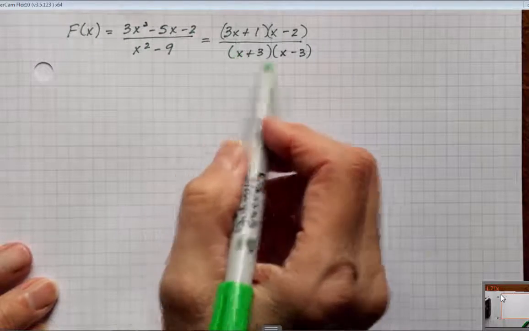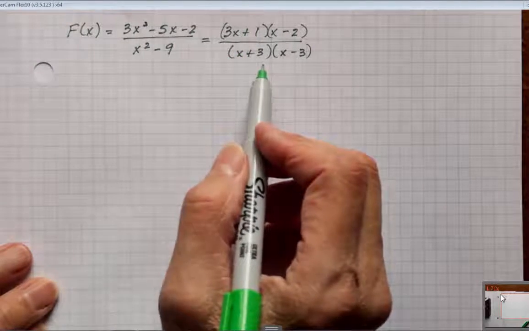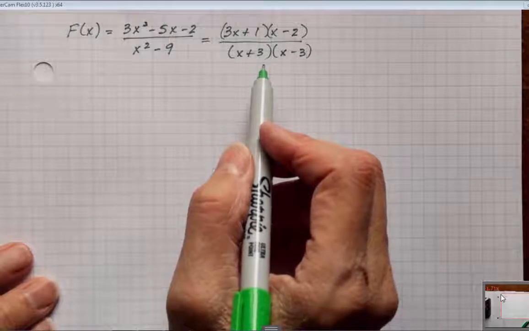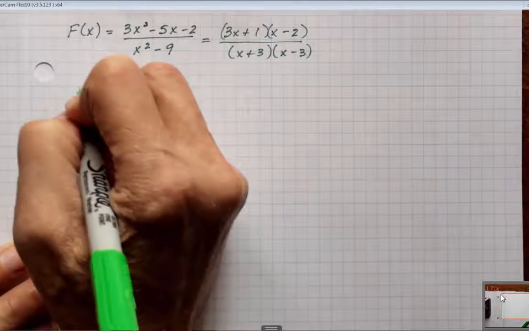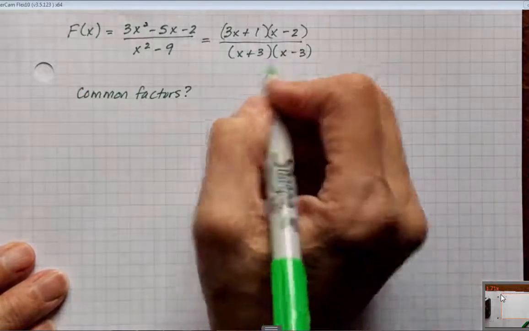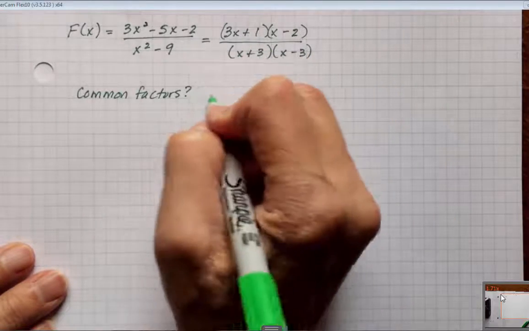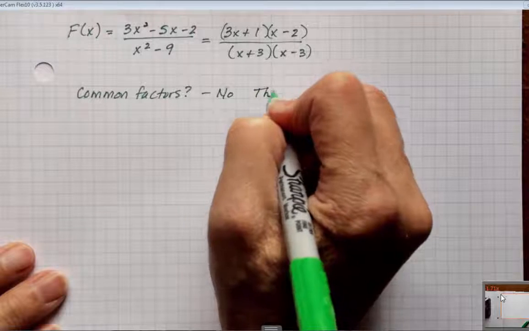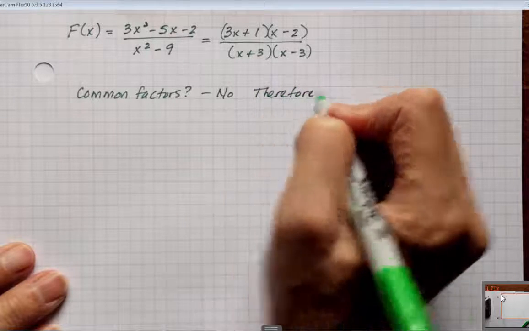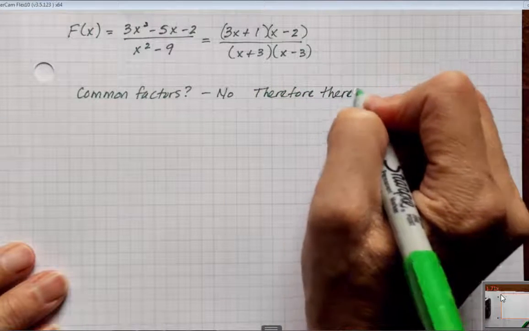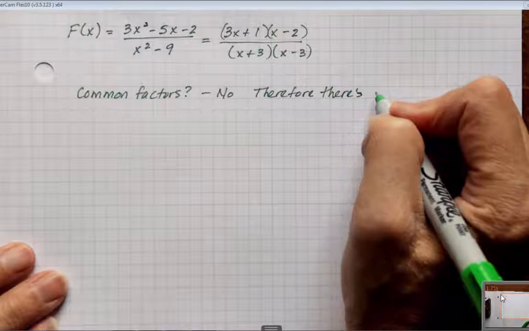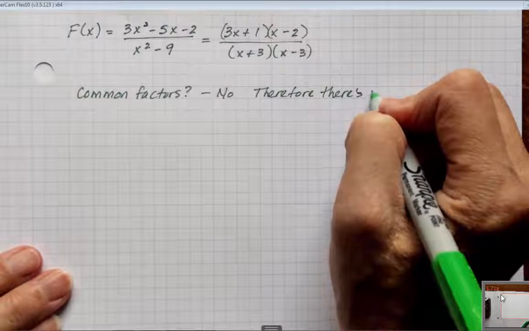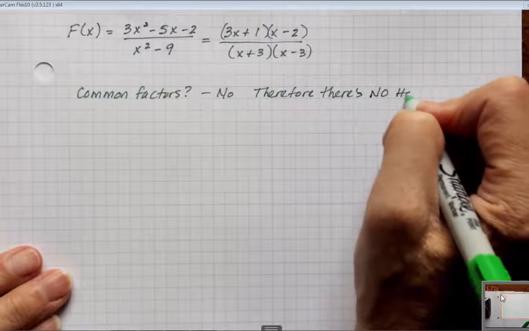Next, I'm going to look and see if I have vertical asymptotes and if I have any common factors. So, common factors, there are no common factors between the numerator and the denominator, so no. Therefore, there's no holes. You need to have common factors to have holes. No holes.